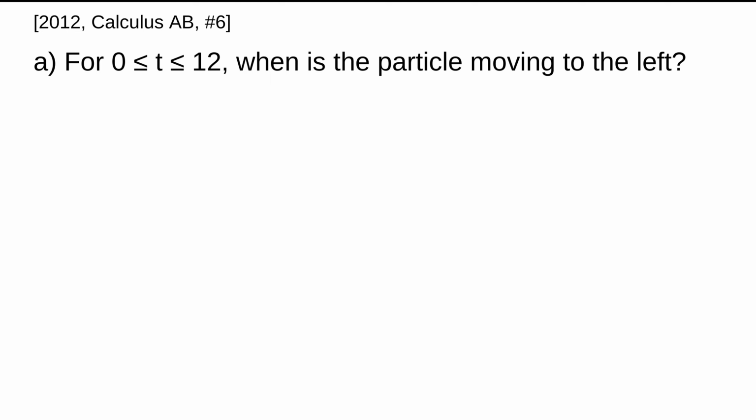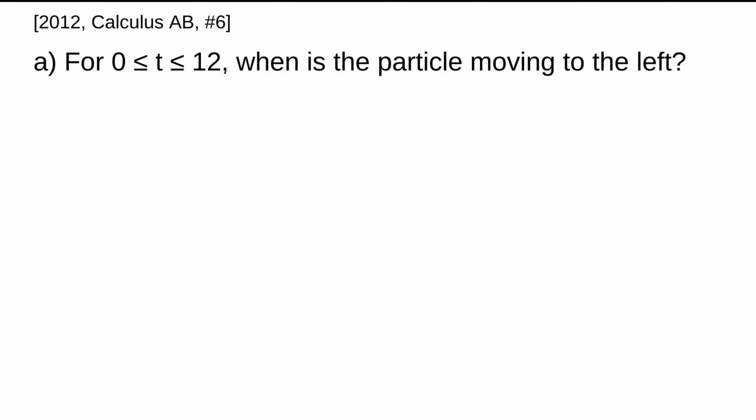The velocity of the particle is given by the function v of t equals cosine of pi t over 6. And we are also given that at t equals 0, the position of the particle is at -2. In part A of the question, we are asked to find when the particle is moving to the left for values of t between 0 and 12.